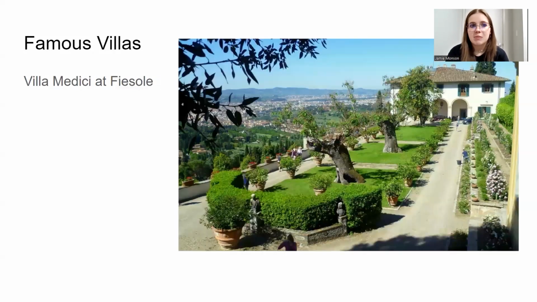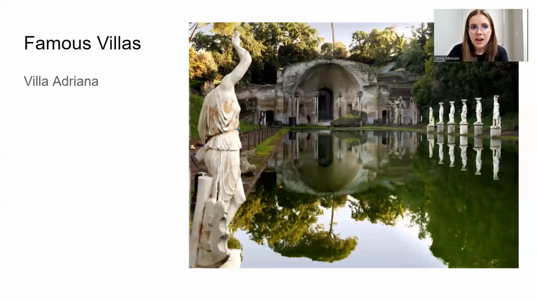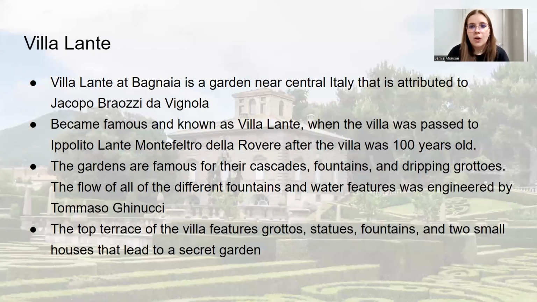And we have the Villa Medici at Fiesole, which has a gorgeous view of Italy and is beautiful within the villa as well. Then we have Villa Adriana, which is famous for this sort of mirror pond that reflects the world around it. It is very, very beautiful, and the way that the water reflects the statues and the trees and the building in the center is so cool and very well designed and thought out. So, as I mentioned before, I'm going to talk a little bit about Villa Lante.